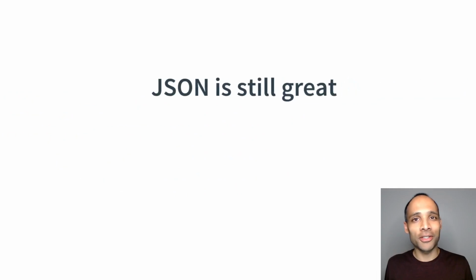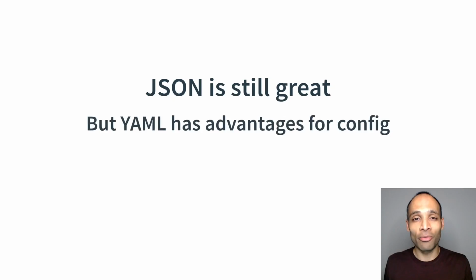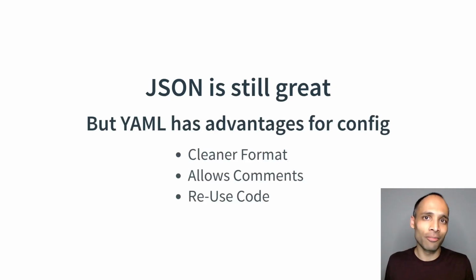Now, to be clear, JSON is still great. It's been around for a long time, it's an industry standard, and it's not going anywhere. But for config files, YAML has a few advantages, and I hope that you see those advantages now. It has a cleaner format, which makes reading and editing your config files much faster. It allows for comments, which makes your YAML config files self-documenting. And it allows you to reuse code, which means you're not repeating yourself and you're not risking an accidental change in one place, but not all the places that you needed to make that change. I plan on using YAML for more of my projects, and I hope I've encouraged you to do the same.